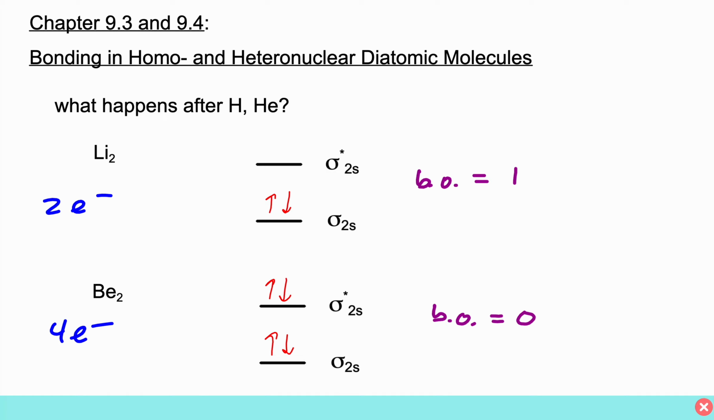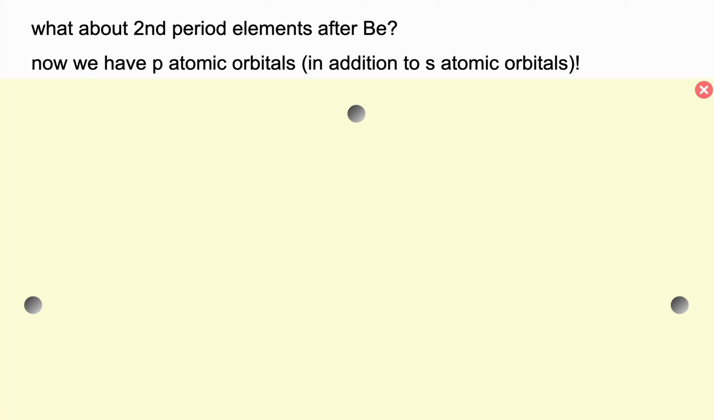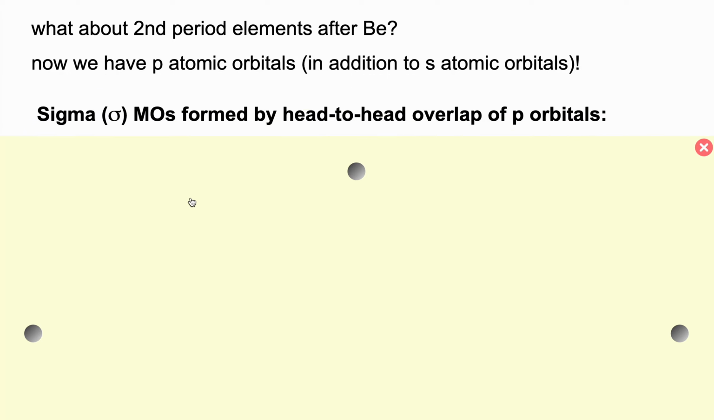Now, things start to get a little complicated after beryllium because after beryllium comes boron. And now we have not just s atomic orbitals, but we have p atomic orbitals. Now, if we imagine a bond between two atoms that have p orbitals on them with electrons in them, there are 2 ways in which the p orbitals can overlap to form molecular orbitals. In one of the ways, the p orbitals that are on the internuclear axis, that is, those that are pointing directly towards each other, can form sigma molecular orbitals, and that can be formed by head-to-head overlap of p orbitals.